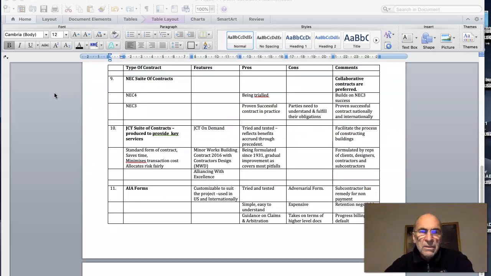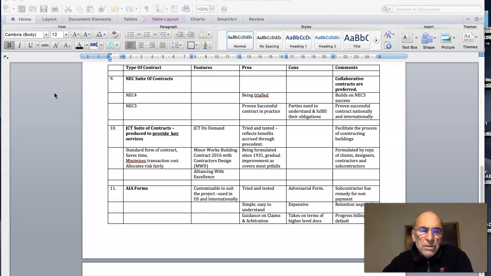Point 9 is the NEC suite of contracts, and these are recently collaborative contracts, which are generally to be preferred. So the NEC 4 contract builds on the success of the NEC 3 contract. The NEC 3 was proven to be successful in practice. Parties need to understand and fulfill their respective obligations, obviously, and it's proven successful contract nationally and internationally.